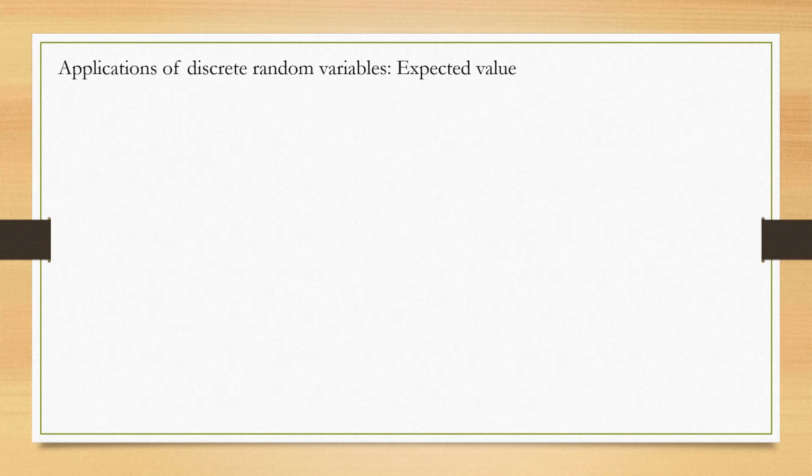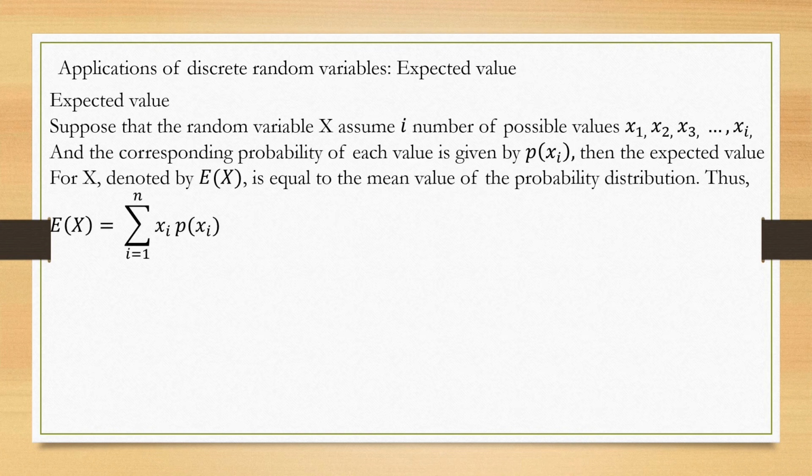So we are going now to move on to the application of the discrete random variable, or expected value. This expected value actually refers to the mean of this random event. So we have here expected value.